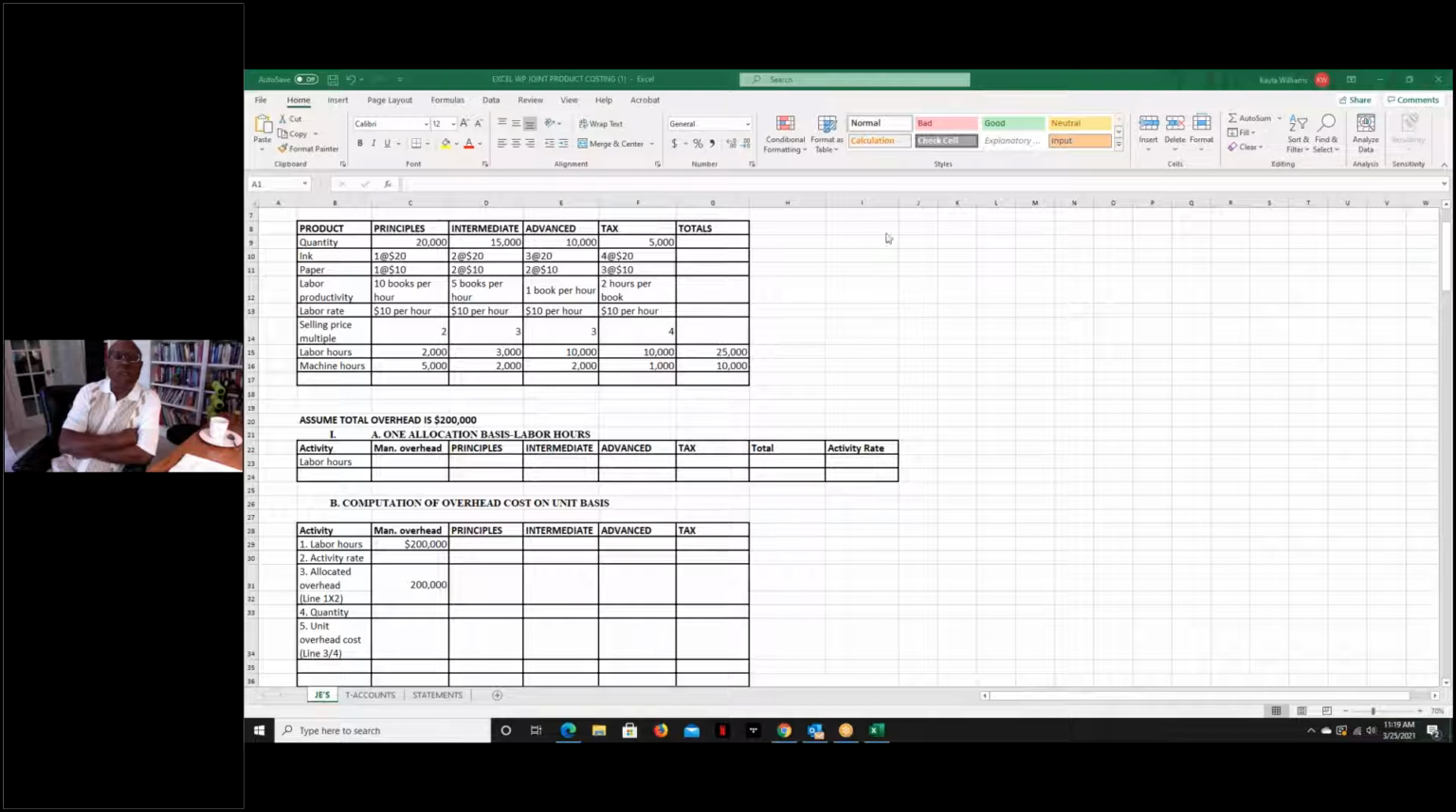So first, to calculate the labor hours, you have to use your manufactured overhead, which is given, 200,000. Then you put in the labor hours for each book, so you can get the total. And then you divide the manufactured overhead over the total hours for an activity rate of 8.